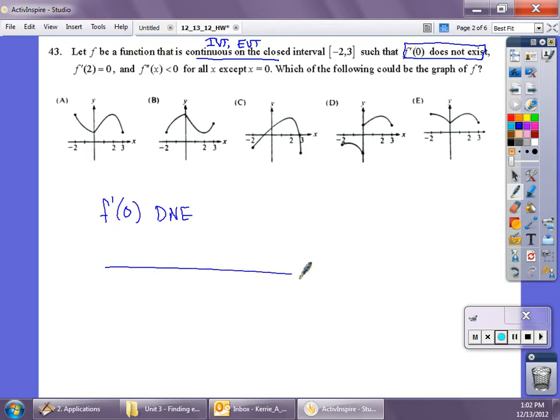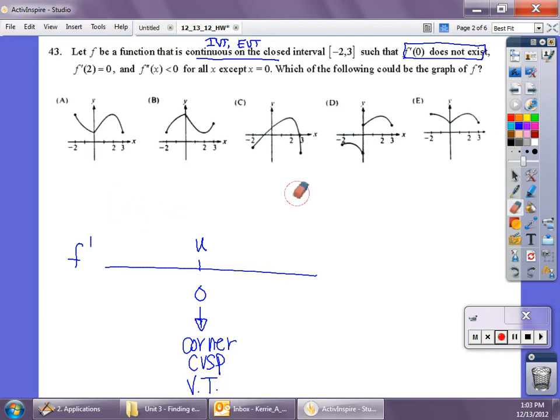Then at 0, the derivative is undefined, but since it was continuous, we don't cross it out. I am thinking about corners. I'm thinking about a cusp. I'm thinking about a vertical tangent. Those are places where the function's continuous, but the first derivative is undefined.